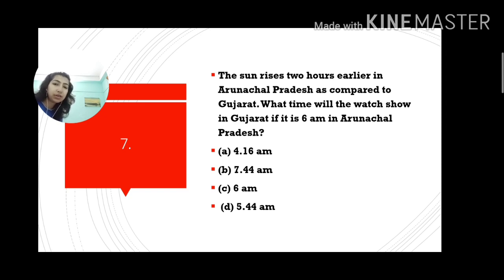6 a.m. in Arunachal Pradesh, so 6 a.m. in Gujarat. Yes, there will be a difference in the local time. Local time is decided on the basis of when the sun rises in each place. So the sun rises early in Arunachal Pradesh, maybe 2 hours earlier than in Gujarat, but it will be 6 a.m. in both places because we follow the Indian Standard Time. That is the same for the whole country, irrespective of where you are. Okay, I hope you understood. Let's move to the next question.